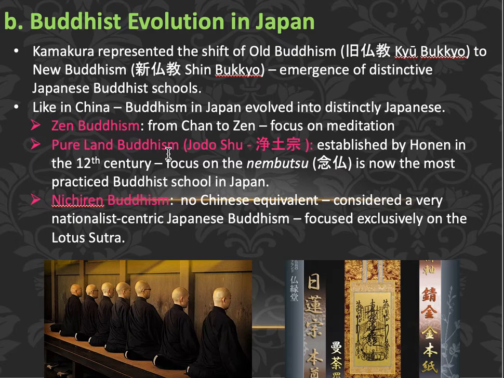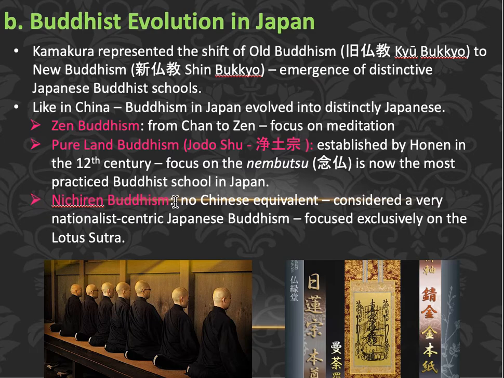Pure Land Buddhism or Jodo is a Chinese school that became a Japanese school. It focuses a lot on the Nenbutsu, which means the recitation of the name of Amitabha Buddha. So in Japanese Buddhism, you have Namo Amida, Namo Amida Butsu. In Chinese, you have Namo Omitofo. So basically the recitation of the Nenbutsu or the recitation of the name of Amitabha Buddha.